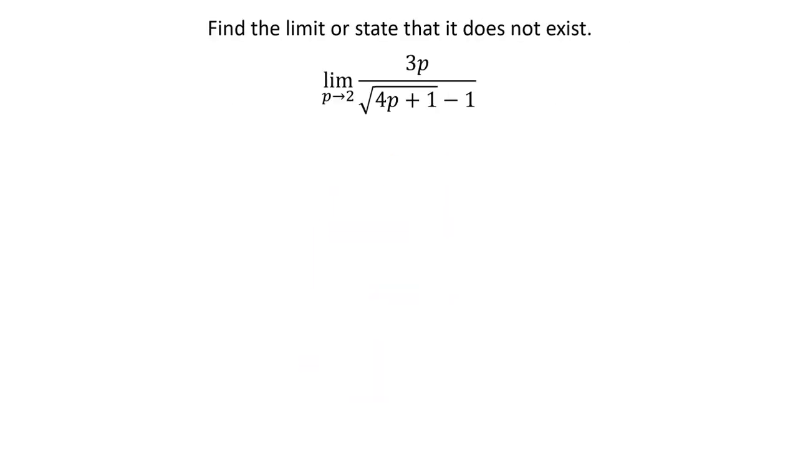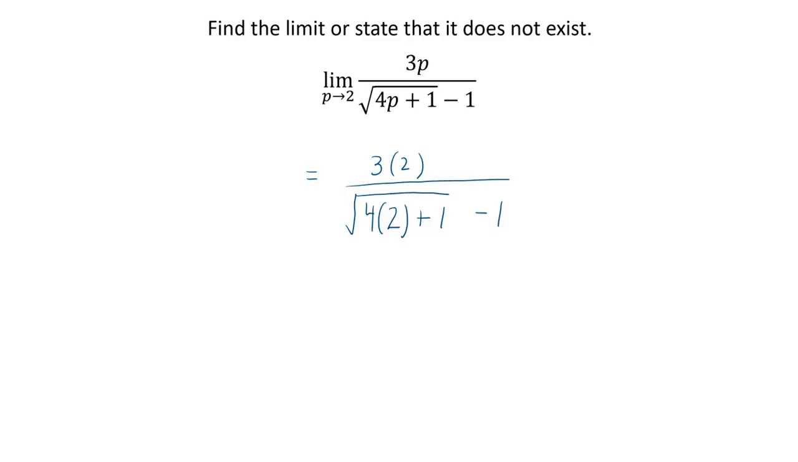Let's find the limit of 3p over the square root of 4p plus 1 minus 1 as p approaches 2. Again, the first technique we're always going to try is direct substitution. If direct substitution gives us a valid value for our limit, then that's it. We're done. So let's substitute 2 into our function.